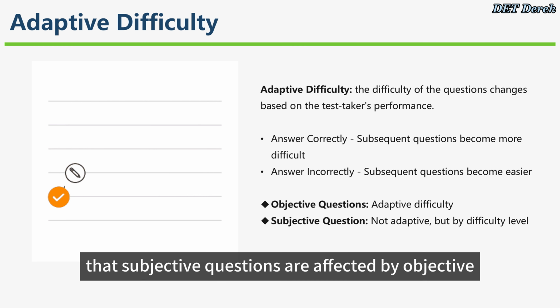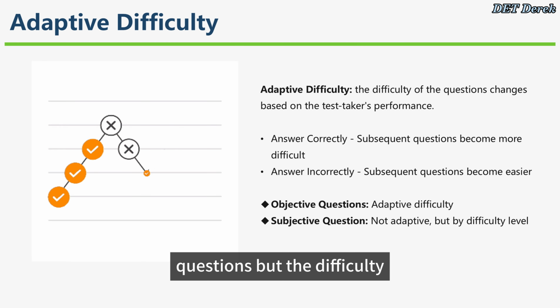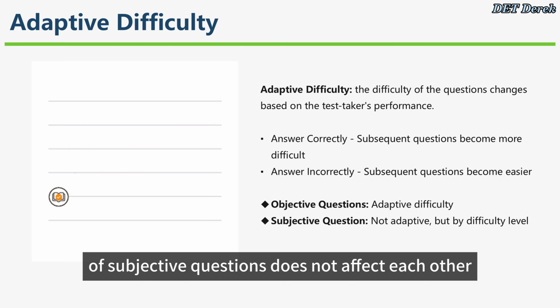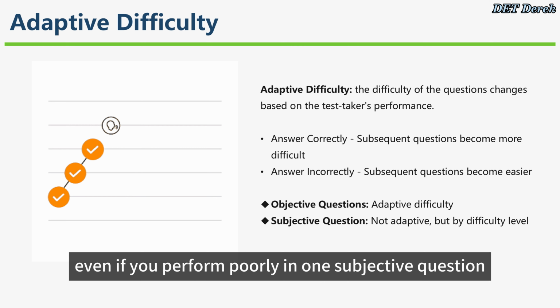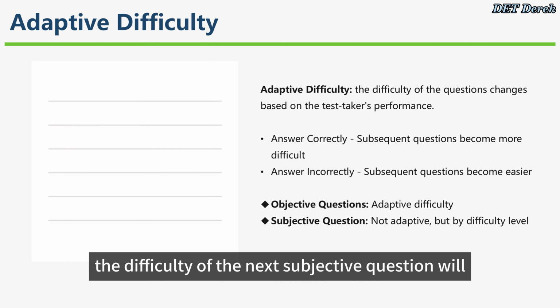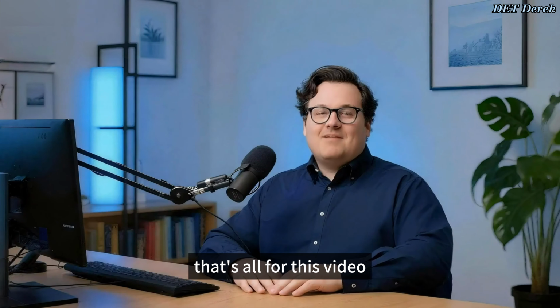It should be noted that subjective questions are affected by objective questions, but the difficulty of subjective questions does not affect each other. Even if you perform poorly in one subjective question, the difficulty of the next subjective question will not change. That's all for this video.